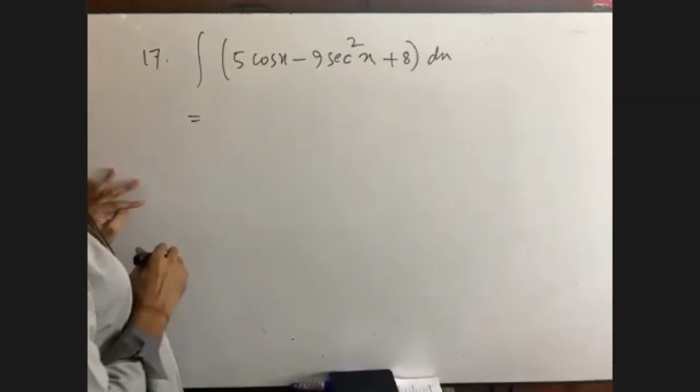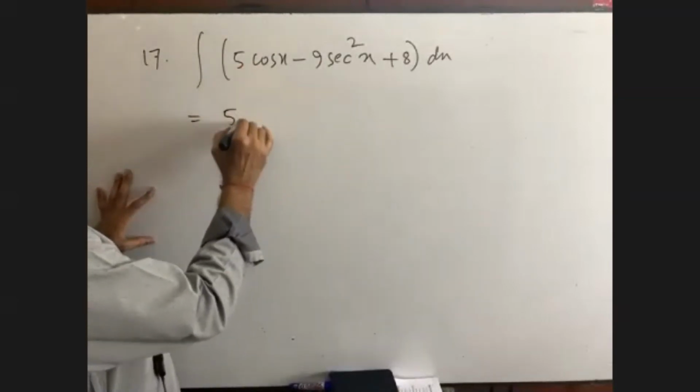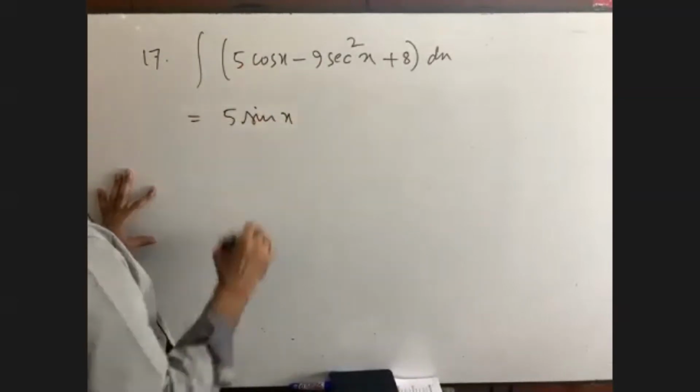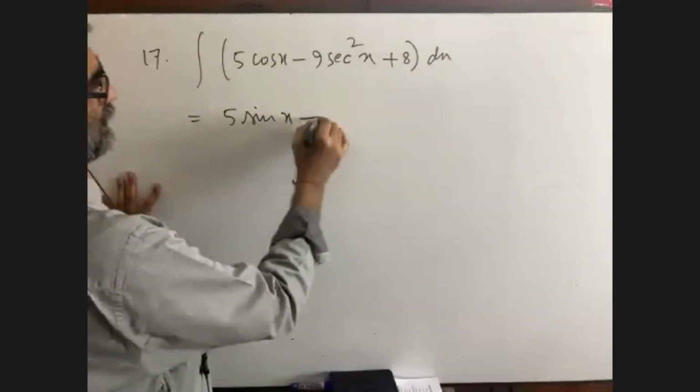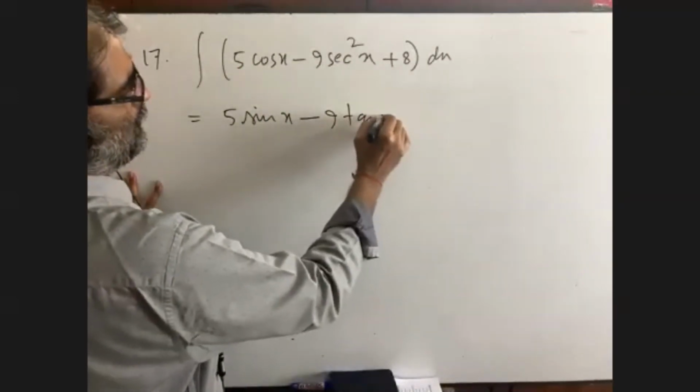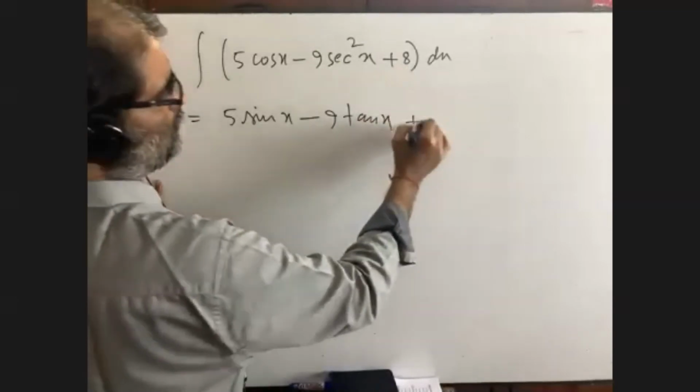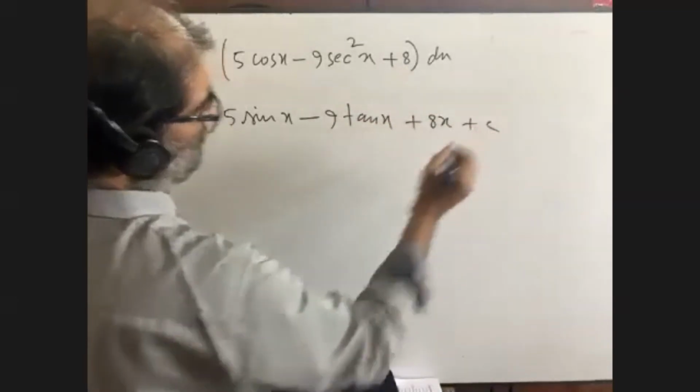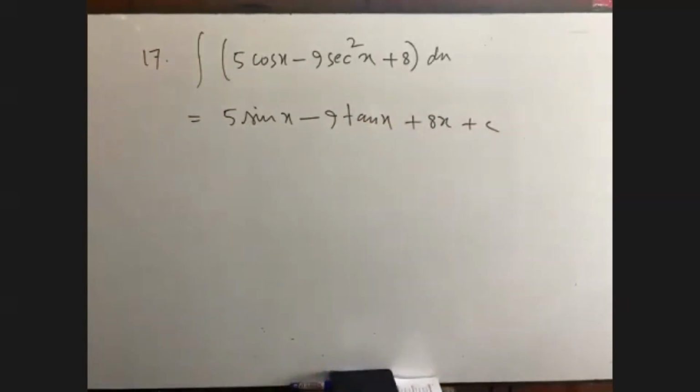Cos x equals to what? Sin x. Write down 5 sin x. Sec square x means what? Tan x. Can you remember? 8 means what? Not only 8, it will be 8x. Talk to me. Are you there?